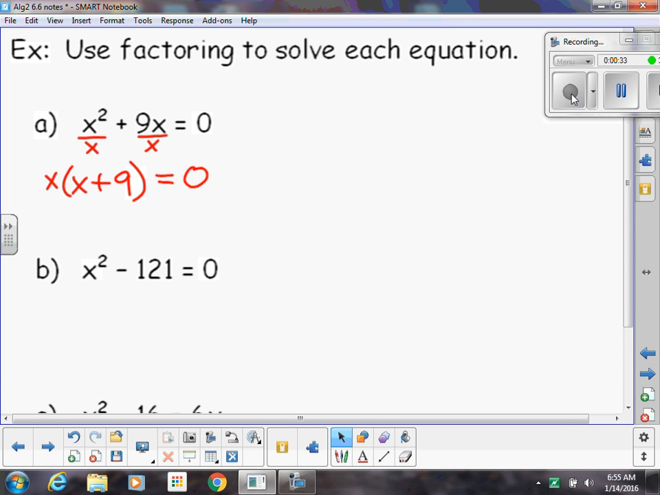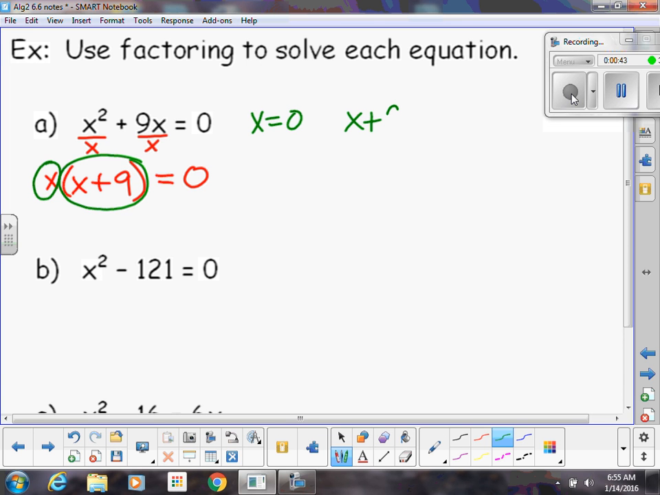Well, the whole purpose of factoring is so that I can set each factor equal to 0. So I'm going to set x equal to 0, and then x plus 9 equal to 0. When we do that, that helps us get the answers to this equation. So I get two answers here: x equals 0 and x equals negative 9.